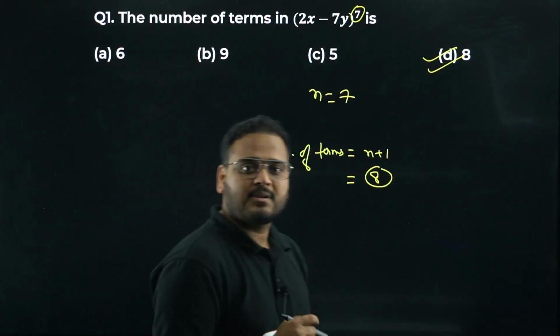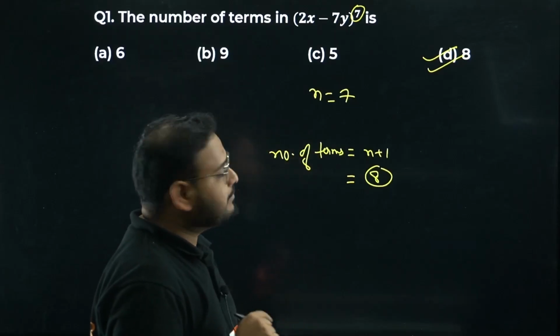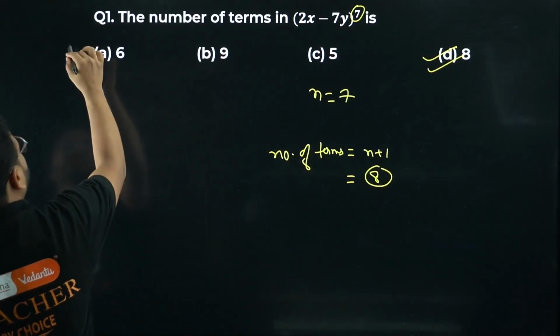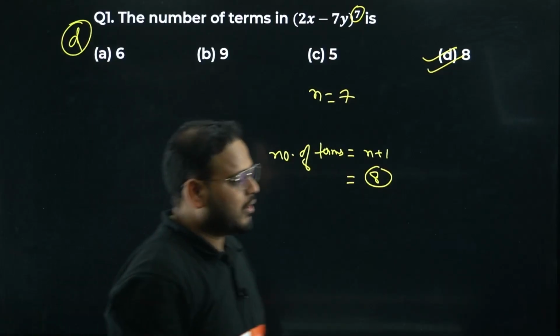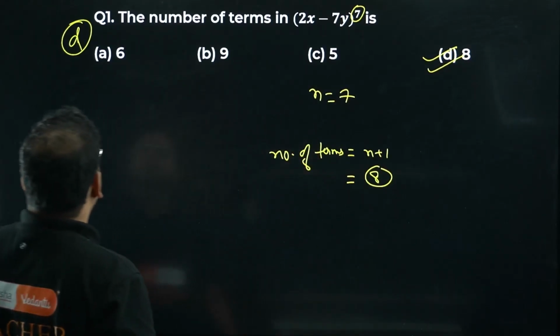Excuse me, forgive me for that. Option D is the correct answer. All right, moving on now.